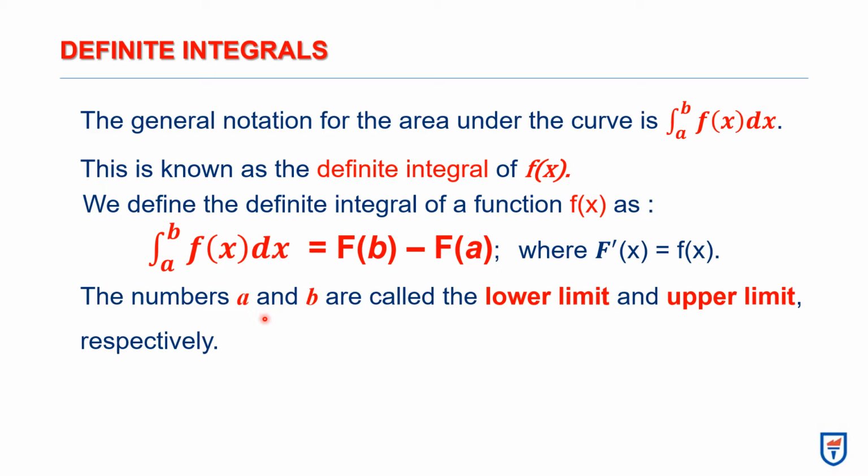The numbers a and b are called the lower limit and upper limit respectively. So the upper limit is the one on the upper part of our integral sign, and the lower limit is the value on the lower part of our integral sign.